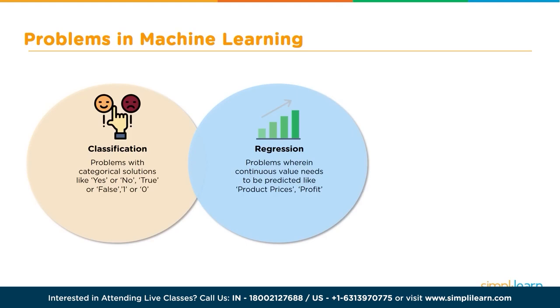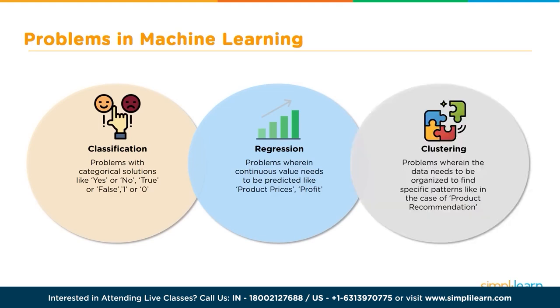And you can see here, this is a very simple linear graph. You can guess what the next value is based on the first 4. It kind of follows a straight line going up. And clustering. This is problems where the data needs to be organized to find specific patterns, like in the case of product recommendation. They group all the different products that people just like you viewed on a shopping site and say, if people who bought this also bought this.